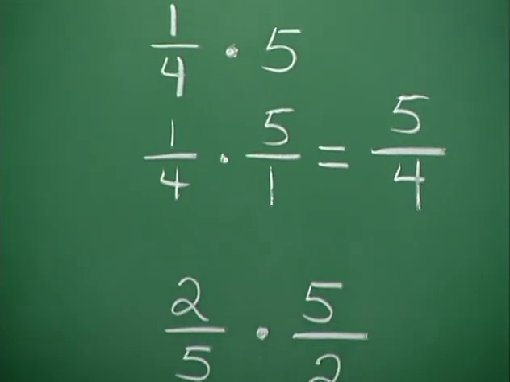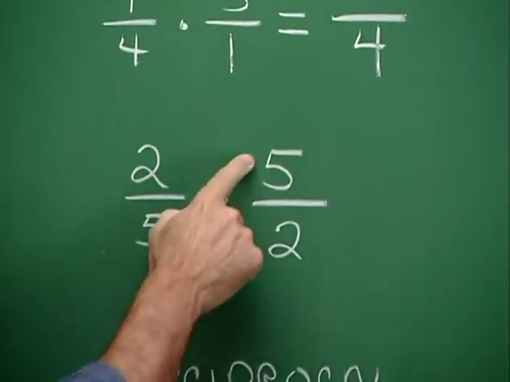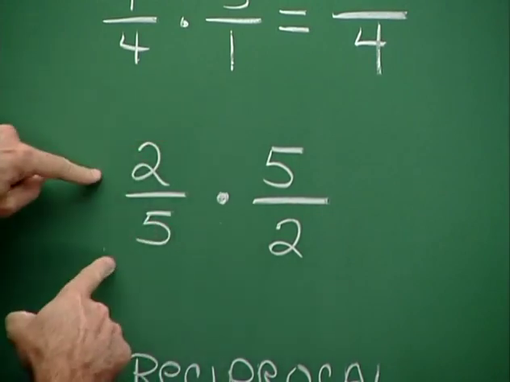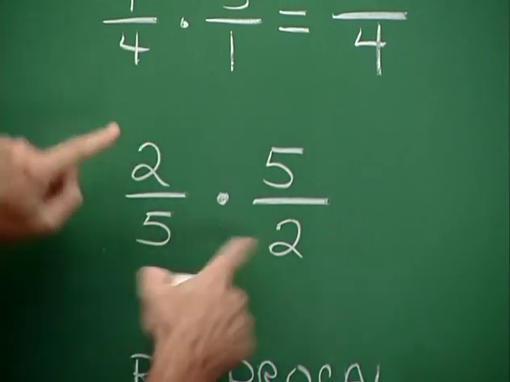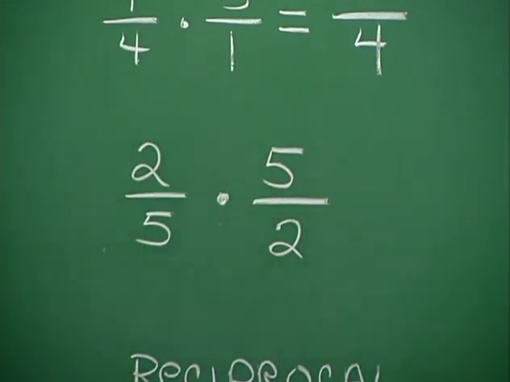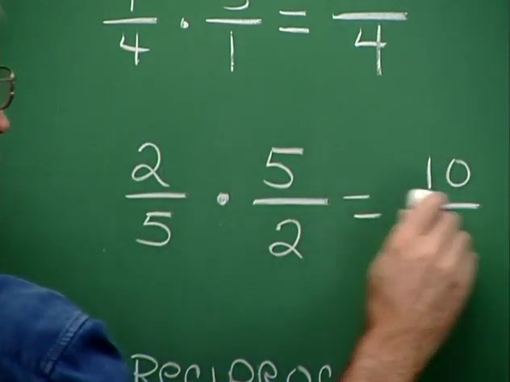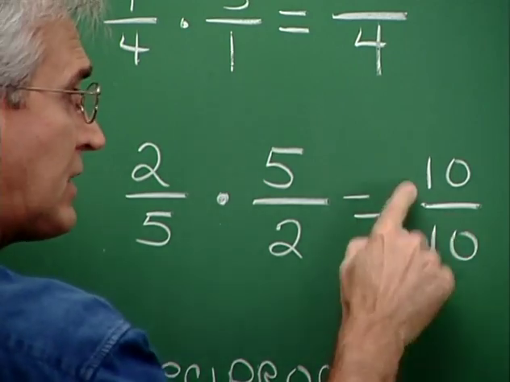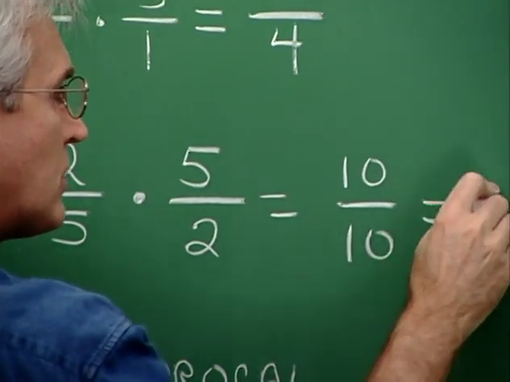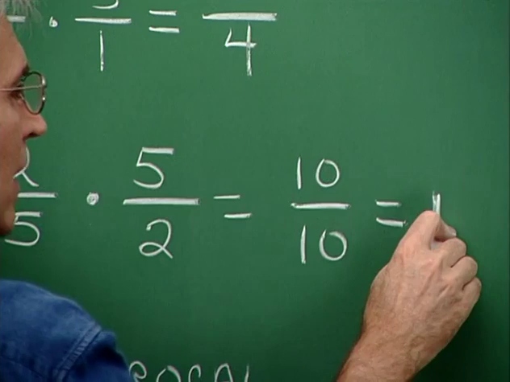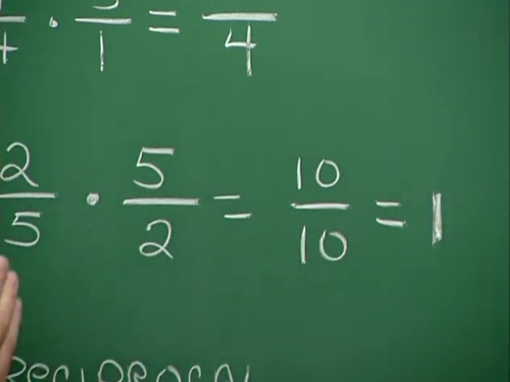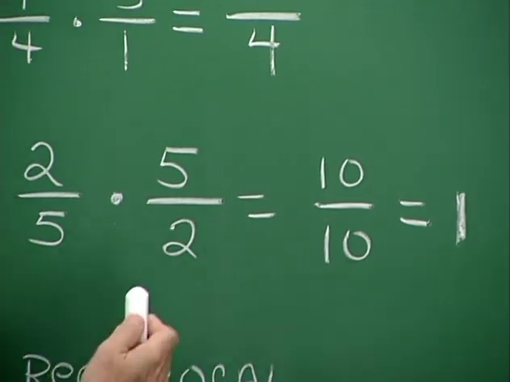Now here's a kind of a special case. We're multiplying 2/5 times 5/2. Notice the structure of the two fractions. It's kind of like this fraction is just flipped over for that fraction. And when we multiply, we get, well, let's see, 2 times 5, 10. Over 5 times 2, 10. 10 divided by 10 is 1. So this becomes 1.